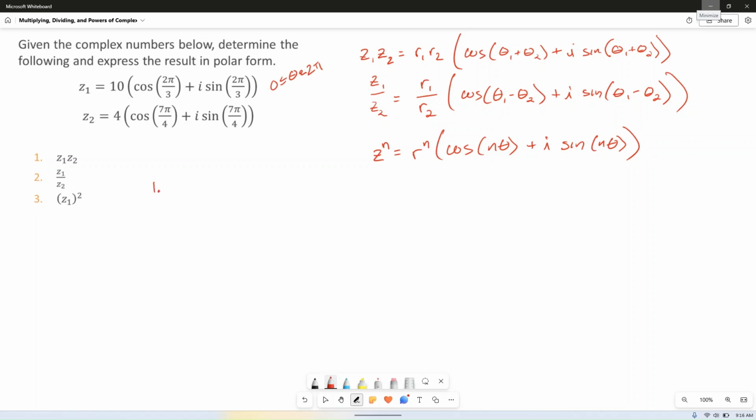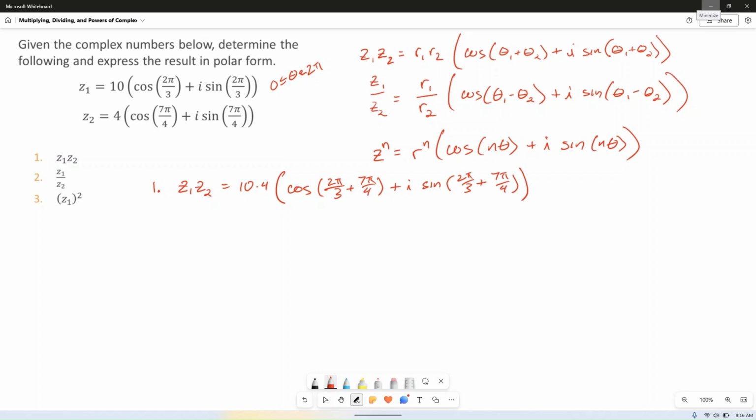So our first one here, we're going to multiply z1 and z2. And so that means I'm going to multiply the r values, which we already went through the formula. So we're going to have 10 times 4. And then you're going to take cosine of 2 pi over 3 plus 7 pi over 4 plus i times the sine of 2 pi over 3 plus 7 pi over 4. Okay, so that's what it's going to look like. We just need to now simplify it.